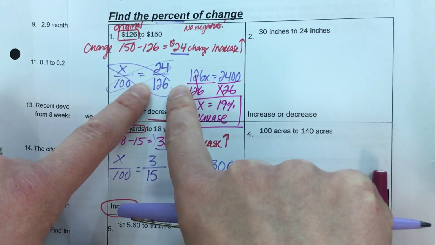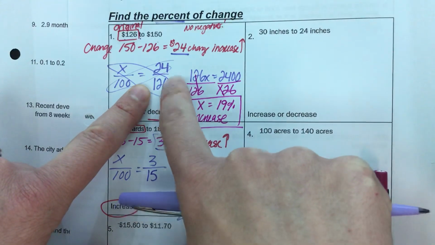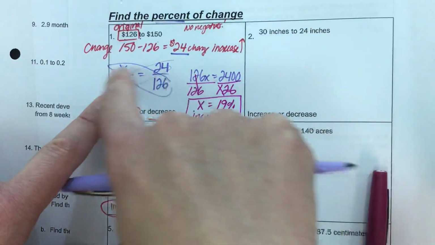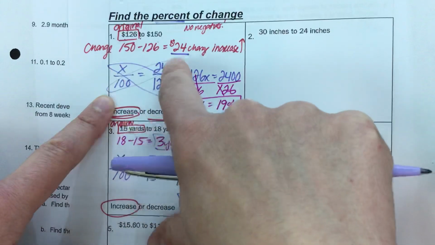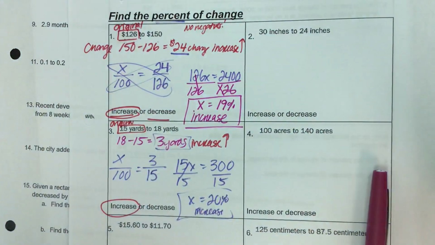24 is what percent of 126? So 126 is the whole, the 24 is the part. We want to know, across from the percentage, what is 24 a percent of compared to 126? All right.